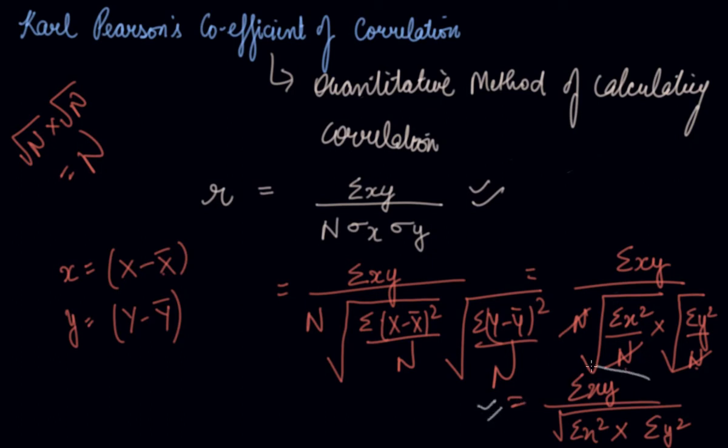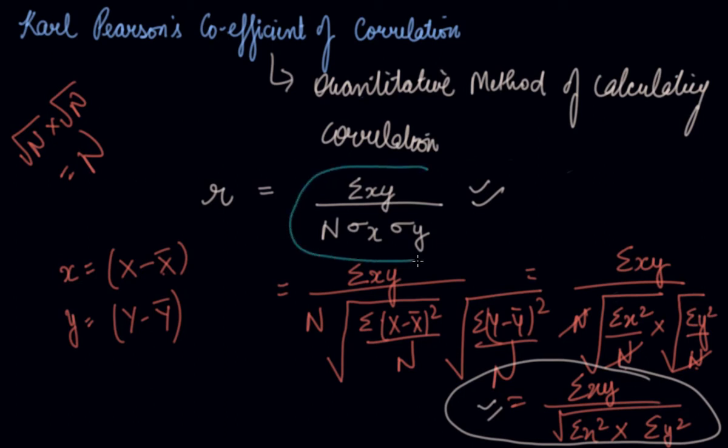So we will be using this formula or this formula according to the situation given in the question. We will decide whether to use this one or this one. This formula is also derived from the given formula. So this is the Karl Pearson's coefficient of correlation.